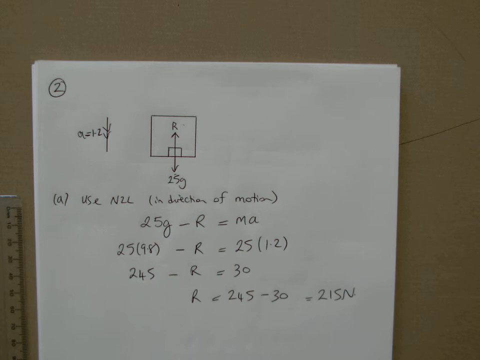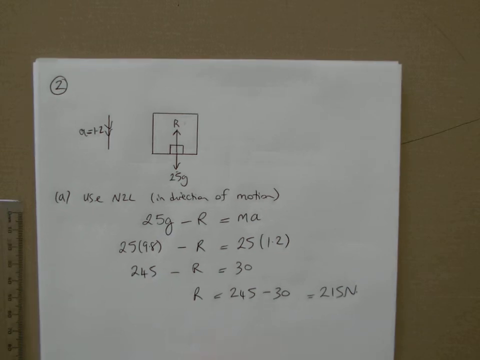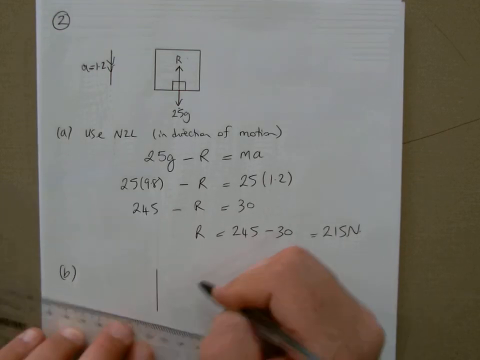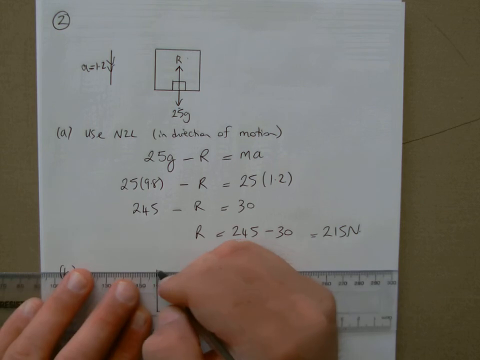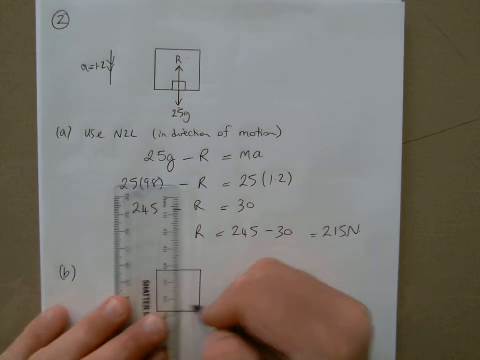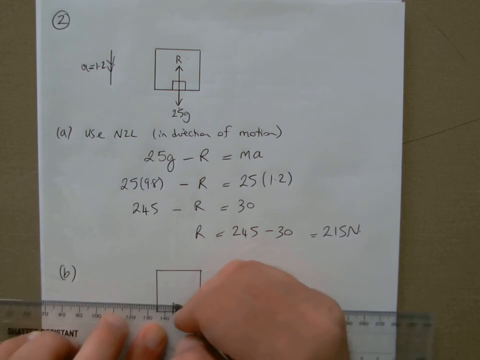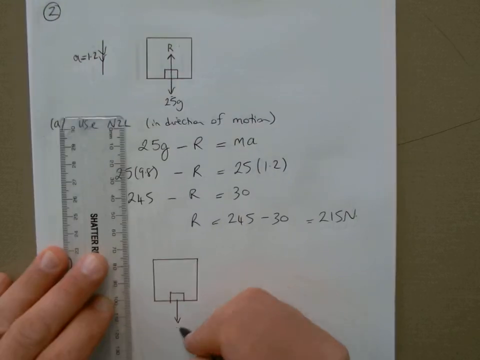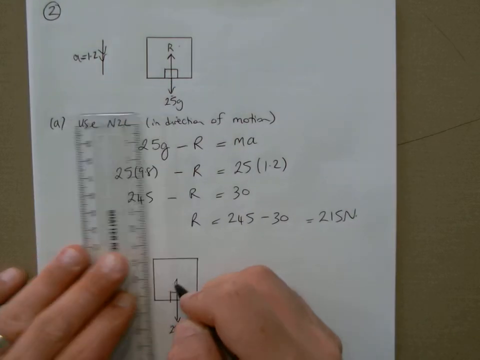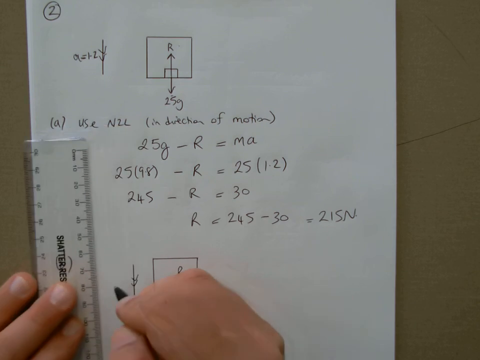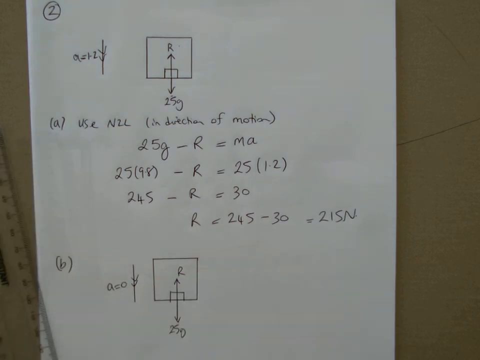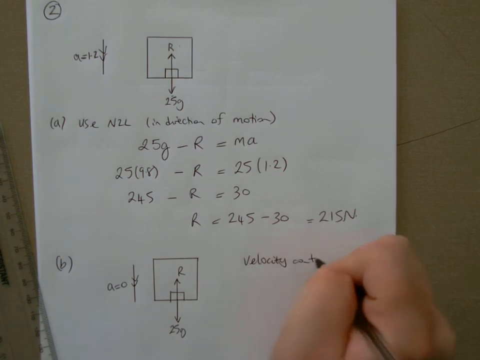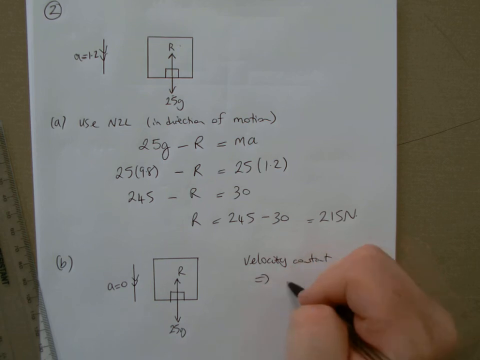In part B, it says the velocity of the lift is constant. If the velocity of the lift is constant and they want you to find the reaction, that means there's zero acceleration. We must appreciate that even though it's going down, it's going at a constant speed, which leads us to say the acceleration is zero. Velocity constant implies it's not accelerating.